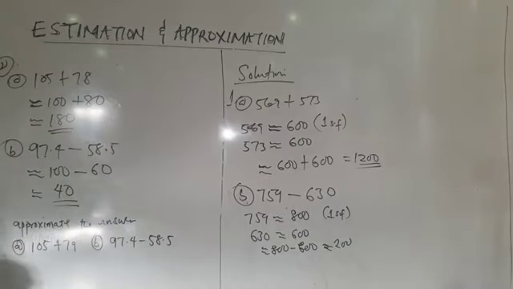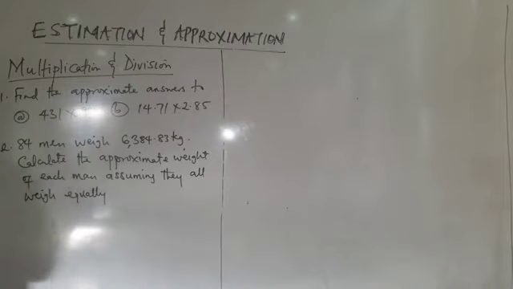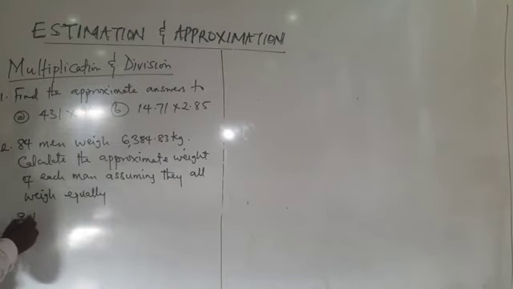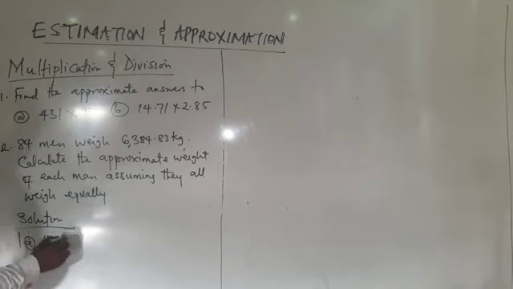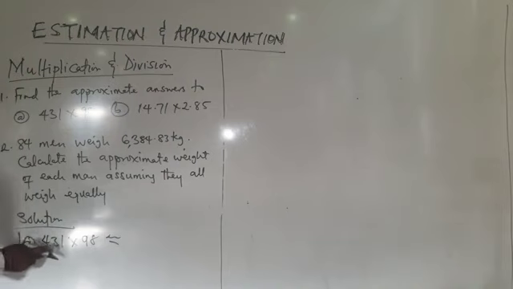The next one is we look at multiplication and division. So this is under multiplication and division. Let's look at this. We have find the approximate answers to this. In solving this, the same process. We round to one significant figure. A, we have 431 multiplied by 98. We round this to one significant figure.